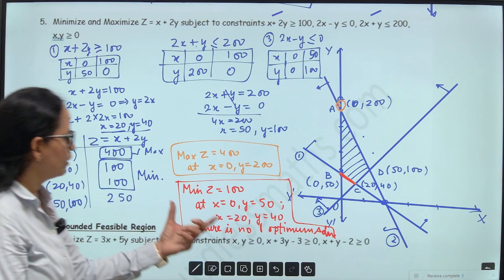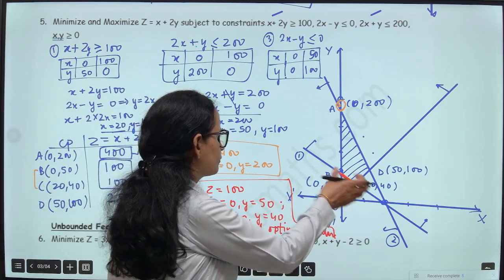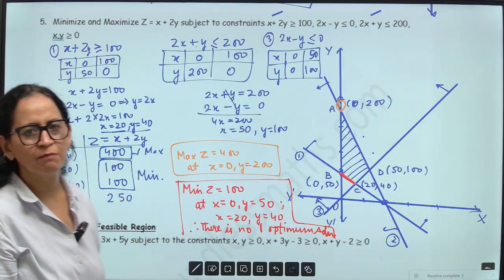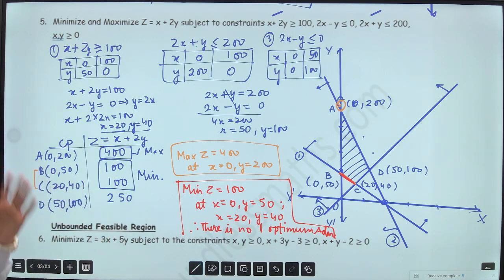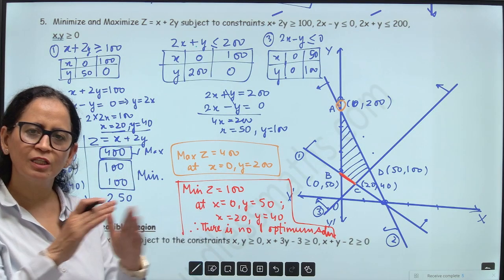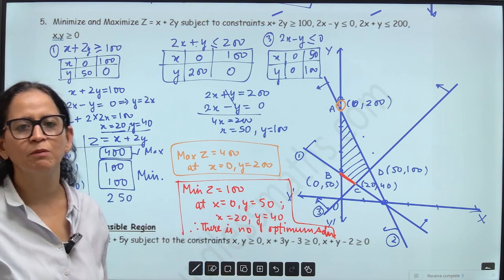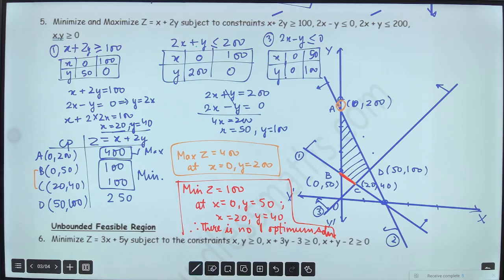So what if two corner points give you the same minimum or maximum value? The entire length of the line segment, all the points on that line segment give you the same minimum or maximum value, and then we have infinite solutions. There is no one optimum solution, right?